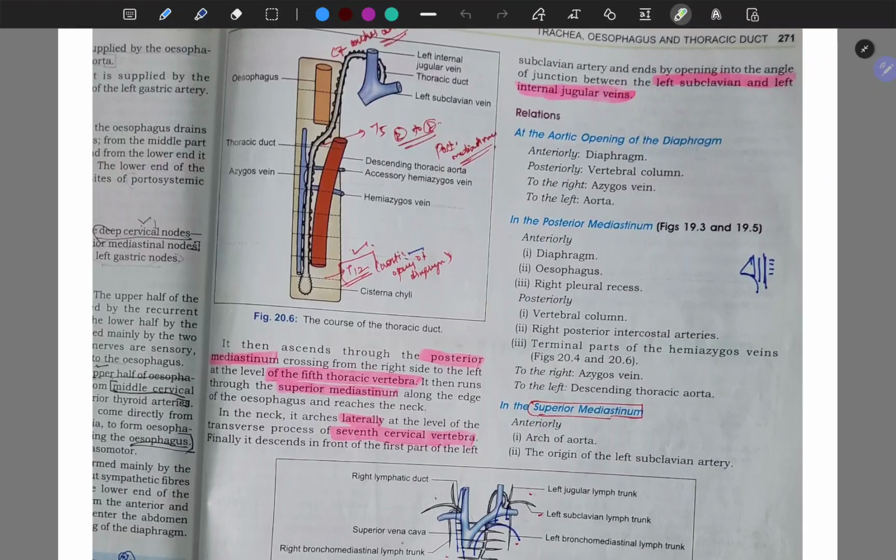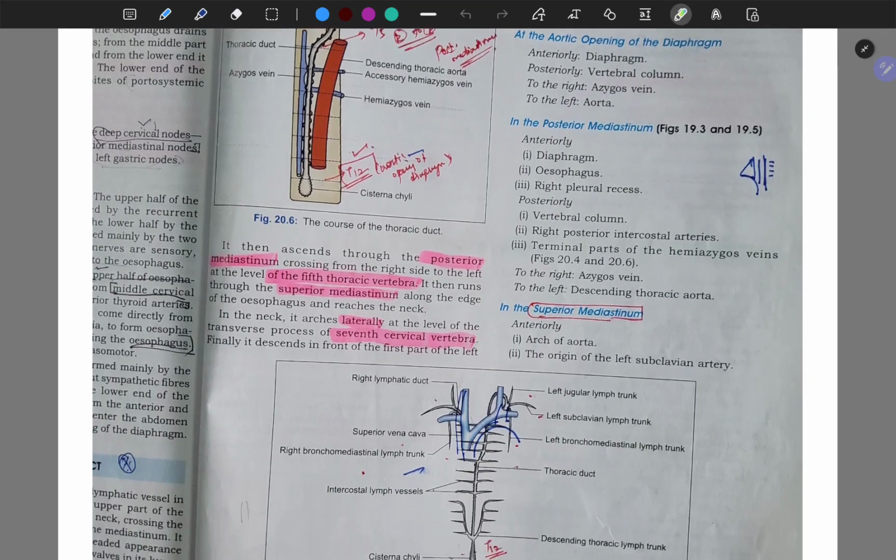So the relations, as I already said: at the T12 opening, posteriorly the vertebral column, anteriorly the diaphragm, to the right the azygos vein and to the left the aorta. In the posterior mediastinum, anteriorly are the diaphragm, esophagus, and the right pleural recess. Posteriorly are the vertebral column, right posterior intercostal arteries, and terminal part of the hemiazygos veins. To the right there will be the azygos vein. To the left there will be the descending thoracic aorta, a very important anatomical landmark.